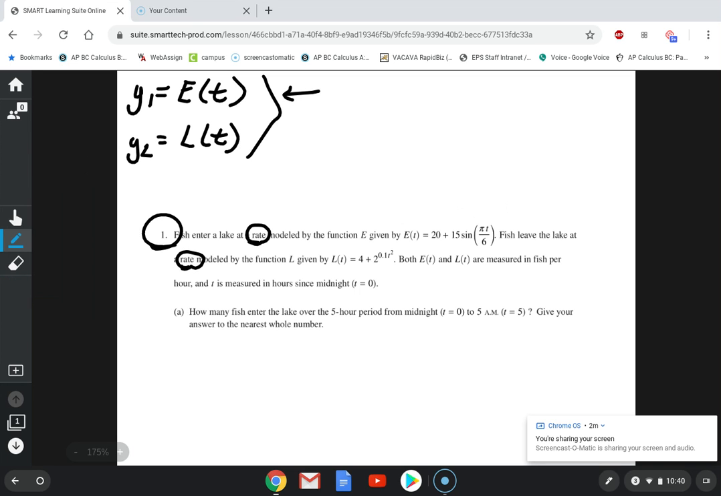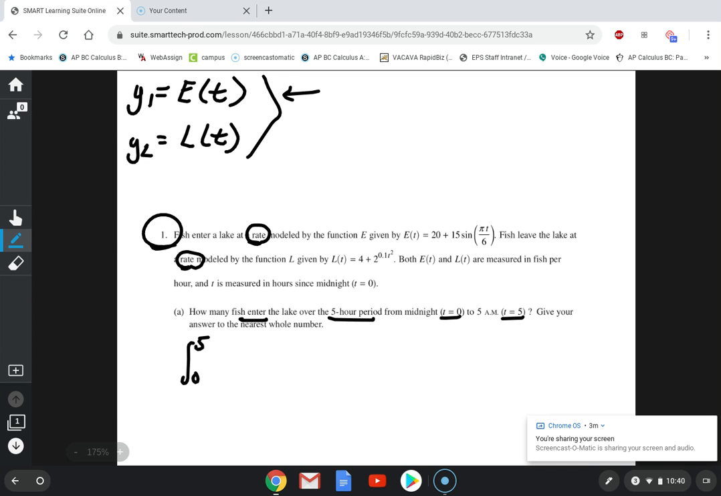So the question is, how many fish enter? We're only looking at entering the lake, and we have a 5-hour period from t equals 0 to t equals 5. This is the rate, in fish per hour, and we want the actual number of fish. So you're going to find the area under the curve to get the actual number of fish, which is the integral. So I'm going to do the integral, putting my upper and lower boundaries on.